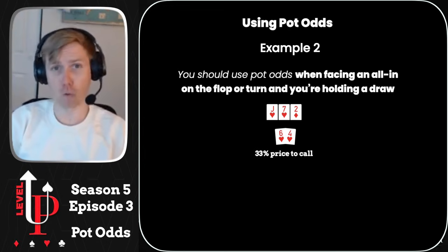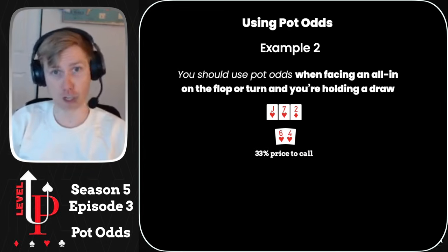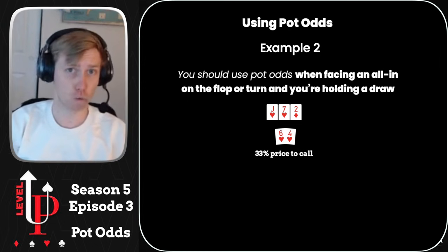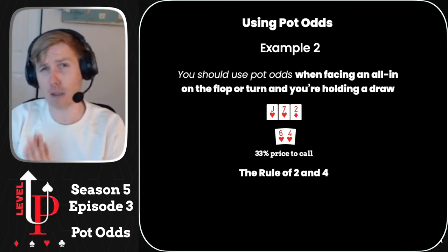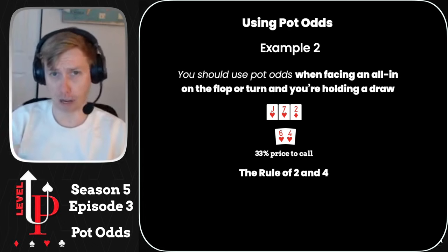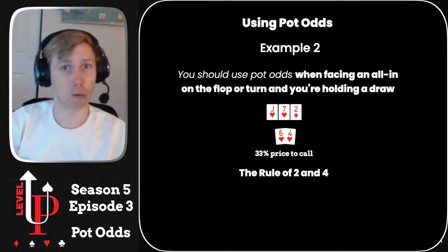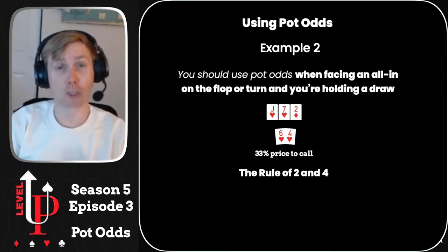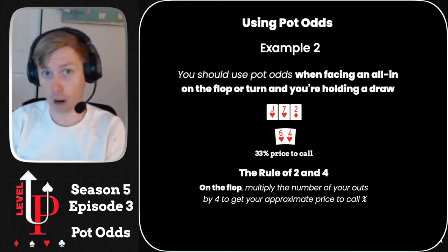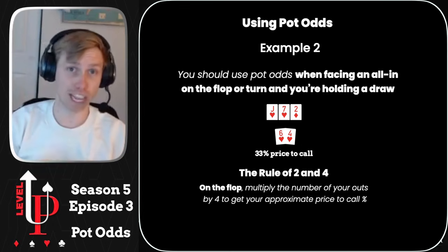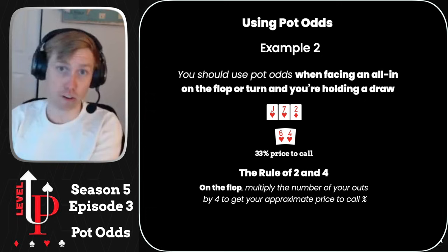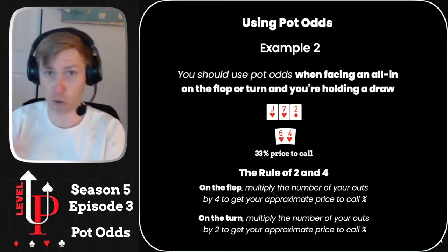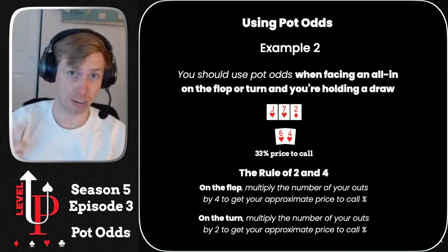There's a really useful rule for these types of situations. Whenever you think you know how many outs you have, I recommend using the rule of 2 and 4. It's not quite perfect, but it's a really good approximation. Here's a quick summary of the rule of 2 and 4. When you are on the flop, multiply your number of outs by 4, and that is the likelihood you will hit one of your outs by the river. If you're on the turn, you multiply your number of outs by 2 because you only have one chance to hit one of those outs.